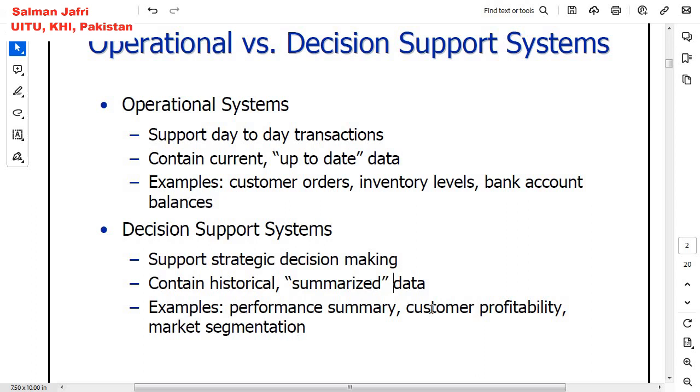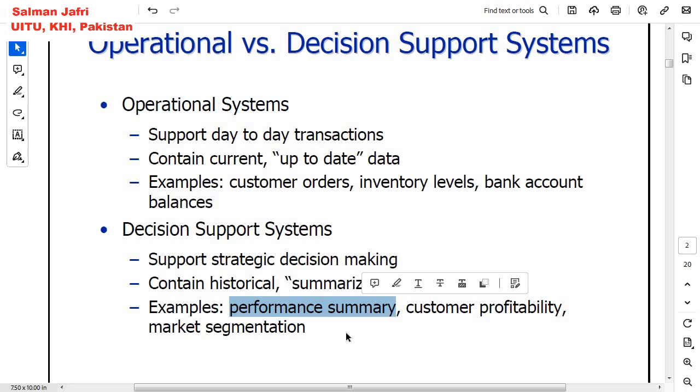So what are the examples? Performance summary, customer profitability, market segmentation. So an organization can measure the performance. For example, a bank can measure the performance by the number of new accounts that were opened, and also by the balance increases in the existing accounts.